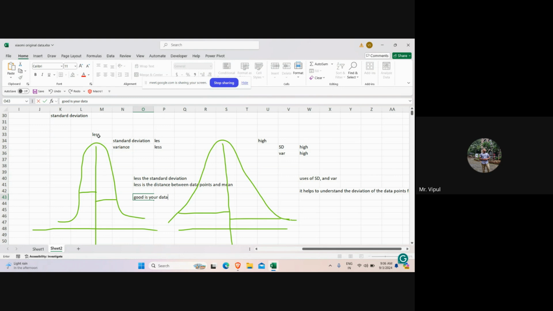So this is your thumb rule. You have to remember this. The less the distance between data point and mean, the less the standard deviation, and the better is your data or mean, right? On the other hand, the higher the distance, the higher would be the standard deviation, and the worse would be your mean, right?